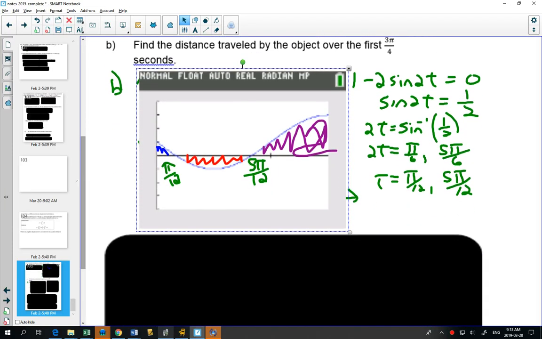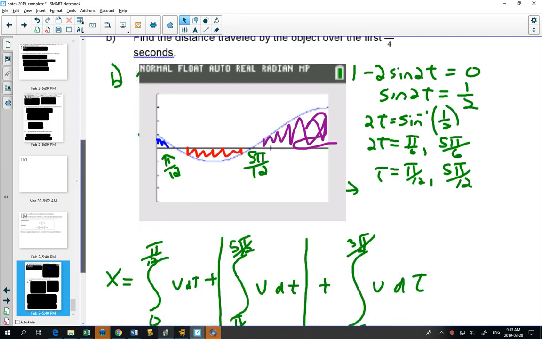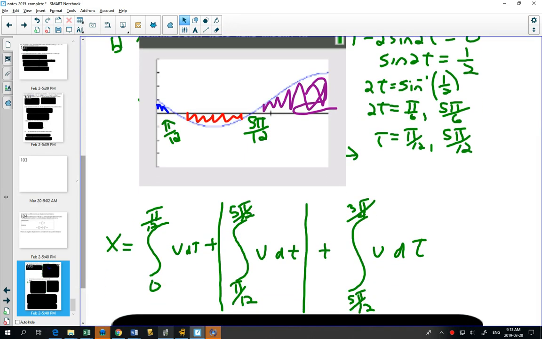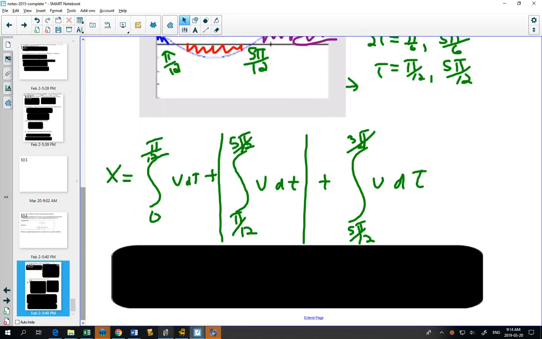So then we could rewrite this for the distance, which I'm using x. The distance is going to be the integral up to pi over 12, then from pi over 12 to 5 pi over 12, where we have to put absolute values around it because that area is going to be negative, and then from 5 pi over 12 to 3 pi over 4 after that. So I would like you to go to your calculator right now and see if we can figure out each of these separately.